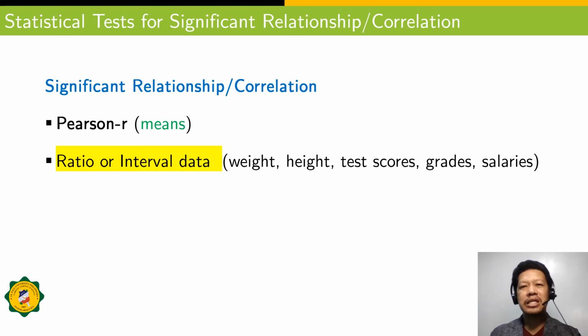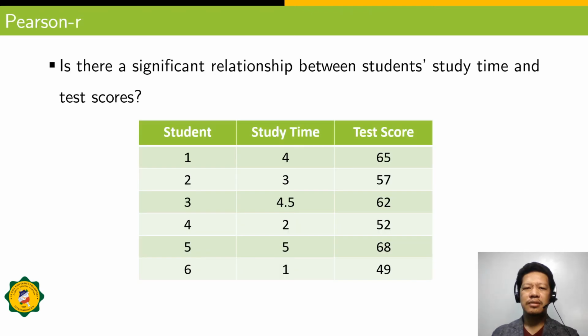But how about if our data are in ratio or interval data? So to test the significant relationship between two variables which are ratio or interval data, we use the Pearson R. So here is an example of data or statement of a problem wherein Pearson R is used. Is there a significant relationship between the student's study time and test scores?